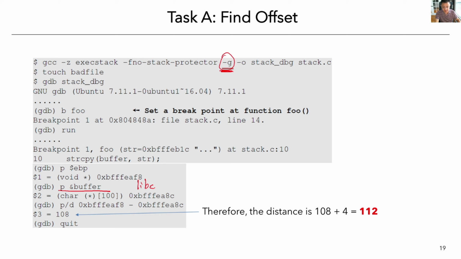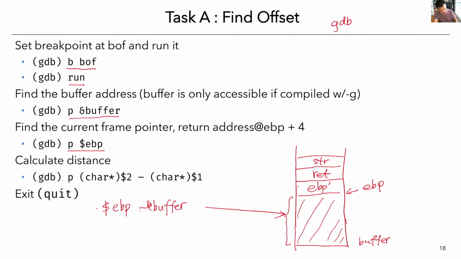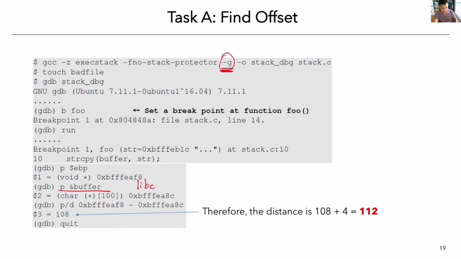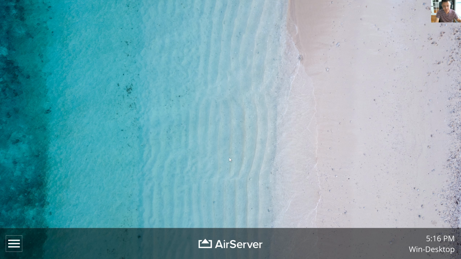Let's take a look, right? Oh, okay. And also, if you look at this, the distance between the return address and the buffer needs 4 bytes added to the number you get. Okay, so let's do a quick demo.